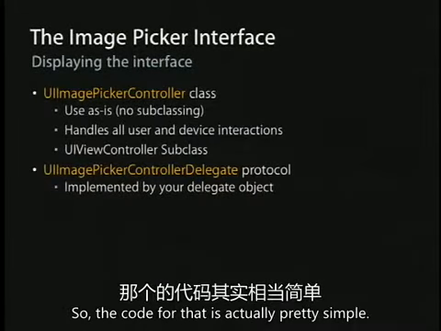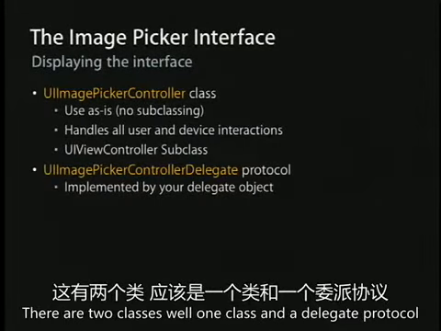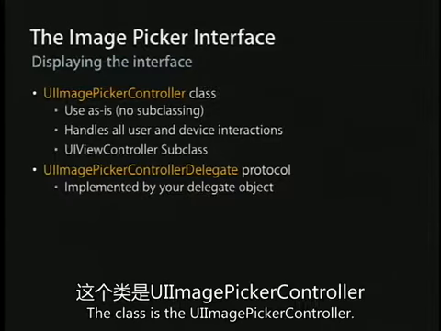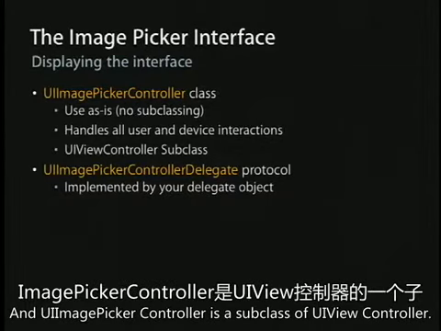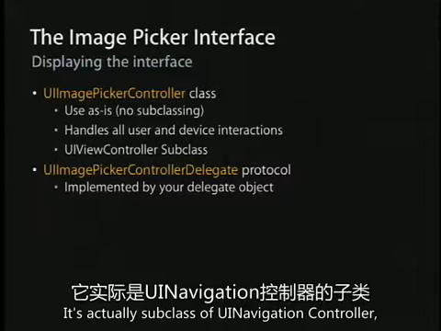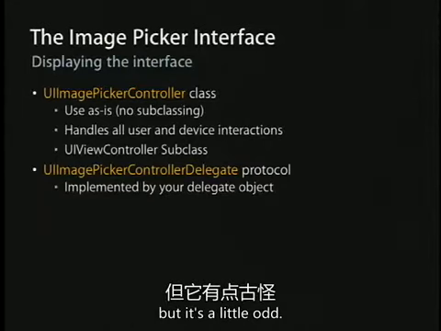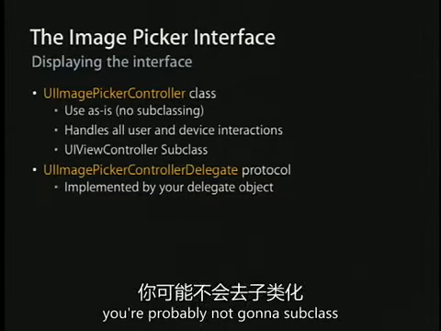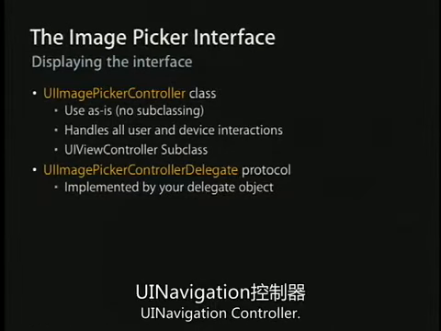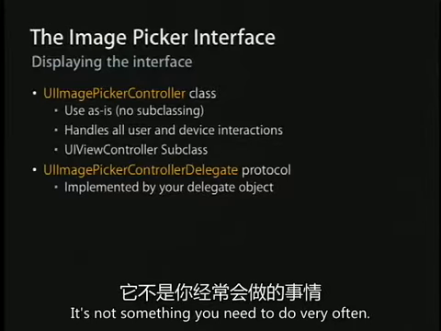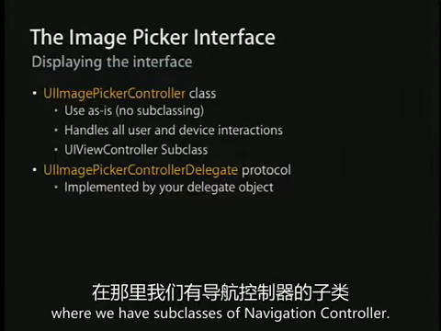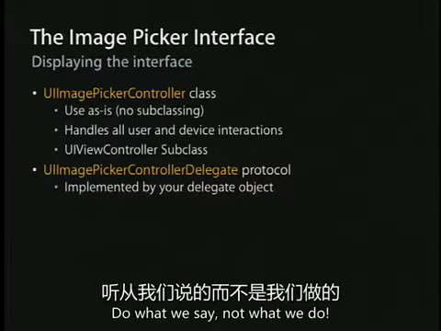So the code for that is actually pretty simple. There's one class and a delegate protocol that you use in order to access these things. The class is the UIImagePickerController, which is a subclass of UINavigationController, but it's a little odd. Generally speaking, and I think we talked about this before, when you're writing your own code, you're probably not going to subclass UINavigationController. It's not something you need to do very often. Yet we've talked about two or three cases so far in UIKit where we have subclasses of NavigationController.